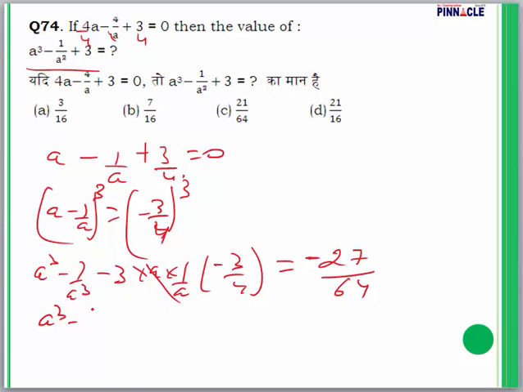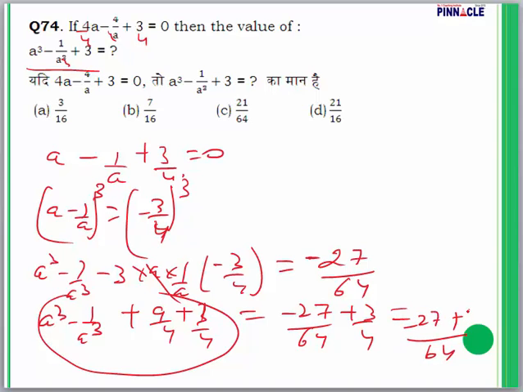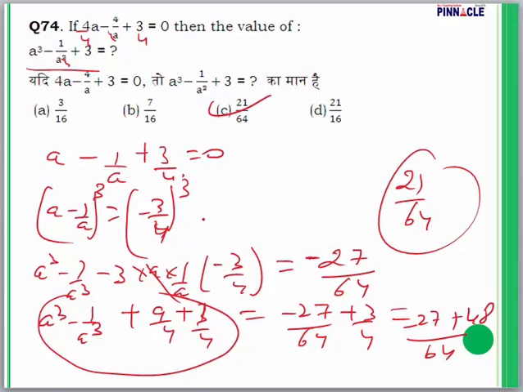And in this way we will have a cubed minus 1 by a cubed plus 9 by 4, and here we have got minus 27 divided by 64. But we have to find the value of a cubed plus 1 by a cubed, so instead of 9 by 4 we have to write 3. You can add 3 by 4 on both sides, then it will become 9 plus 3, 12 by 4, that is 3. Now solve this. Take LCM of 64: minus 27 plus 48, that is 21 divided by 64. 21 divided by 64 is the answer, C.